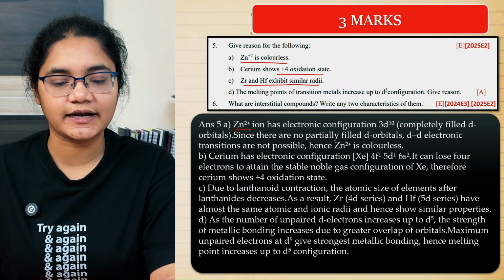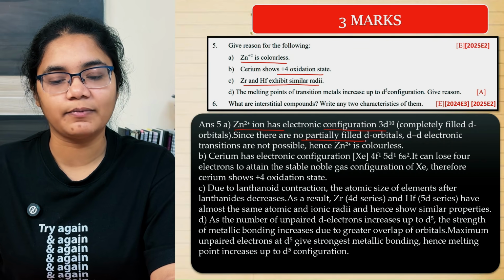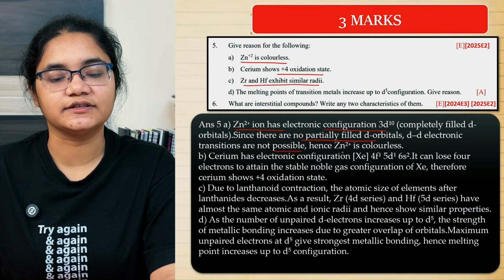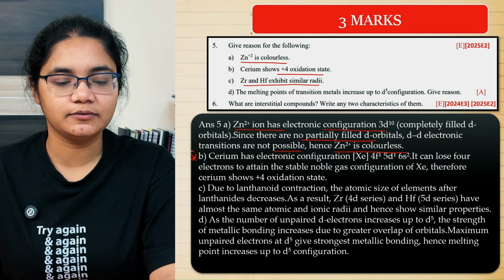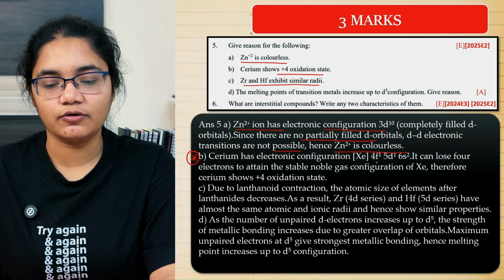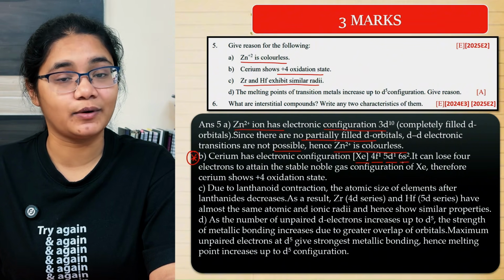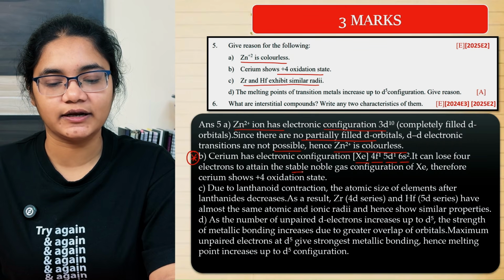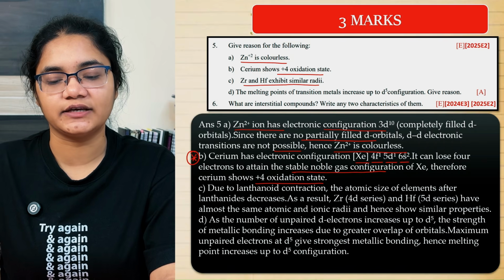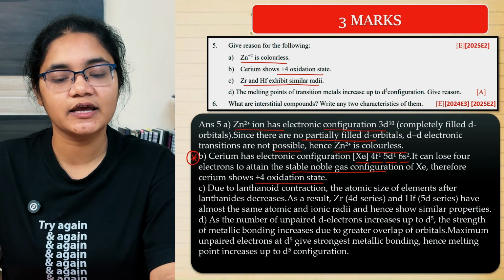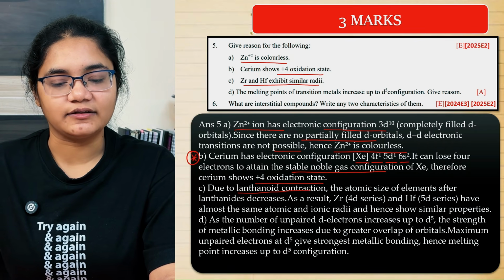So first of all, you can see the Zn2+ ion has an electronic configuration of 3d10. Since there are no partially filled d orbitals, there is no d-d transition, and that is why Zn2+ is colorless. Next one, cerium. This is an important question. Please see here properly. Cerium has an electronic configuration of [Xe] 4f1, 5d1 and 6s2. It can lose 4 electrons to attain the stable noble gas configuration of xenon. Therefore, it shows a +4 oxidation state. If you see +4, all these 4 electrons will be lost and it will have xenon. Next, Zr and Hf have similar radii. That is because of lanthanoid contraction.